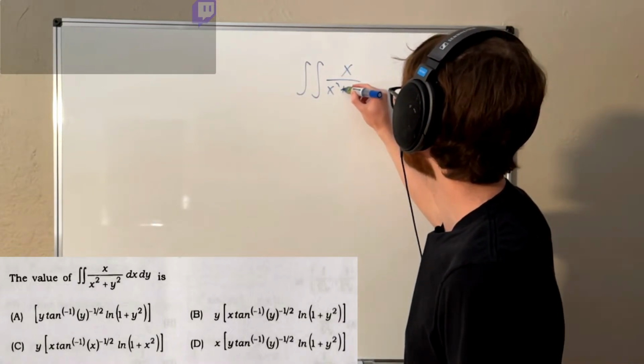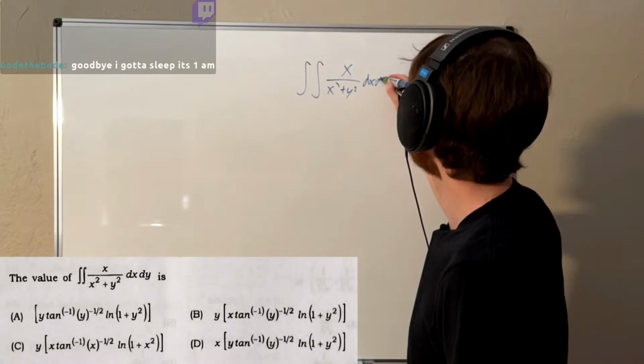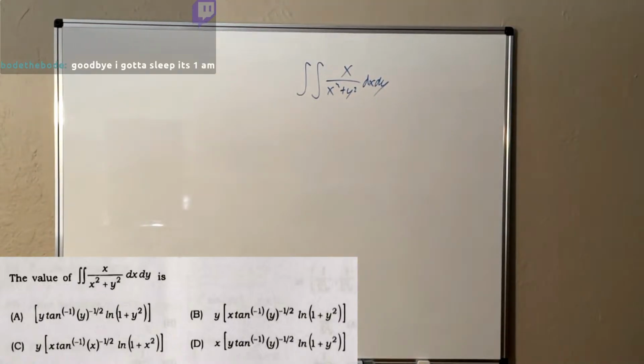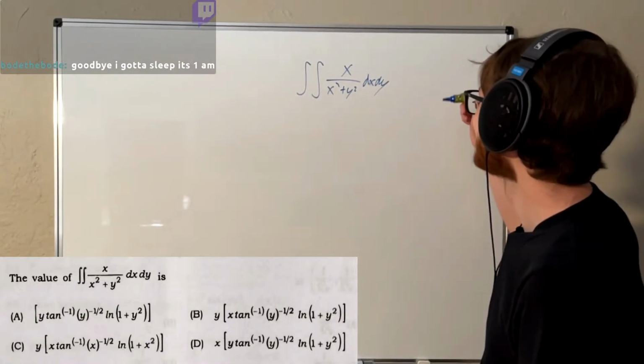But I think this double integral won't be too bad to just integrate with x first. X over x squared plus y squared dx dy. Okay. Goodbye, you gotta sleep. All right, get some sleep, Bild. Thanks for the problem. Sorry that I can't engage with it better, but yeah.